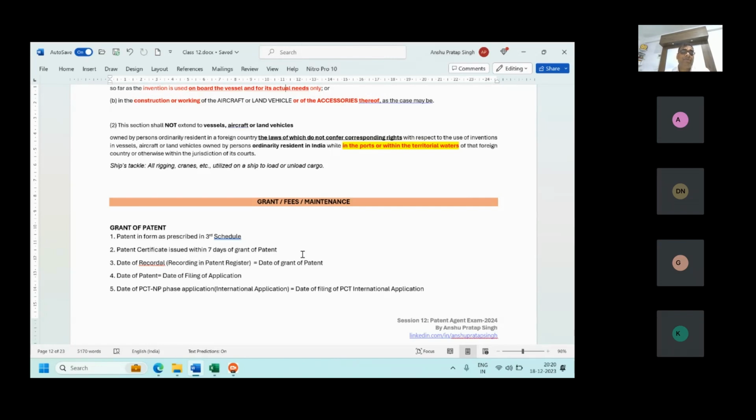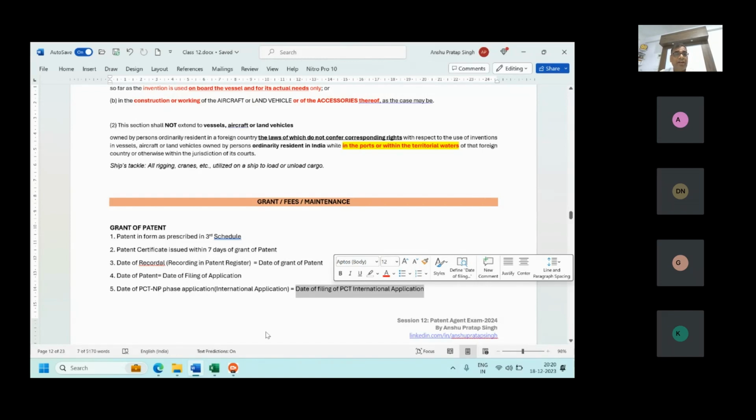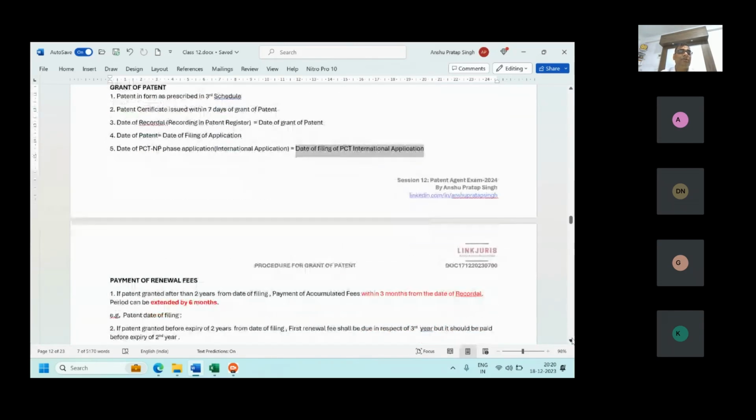What is the date of patent? Please remember, the date of patent and the date of grant of patent are different. The date of patent is the date of filing of the application. For a PCT national phase application, we always consider the date of filing of the PCT international application as the date of the PCT national phase application, not the date on which it enters the PCT national phase.